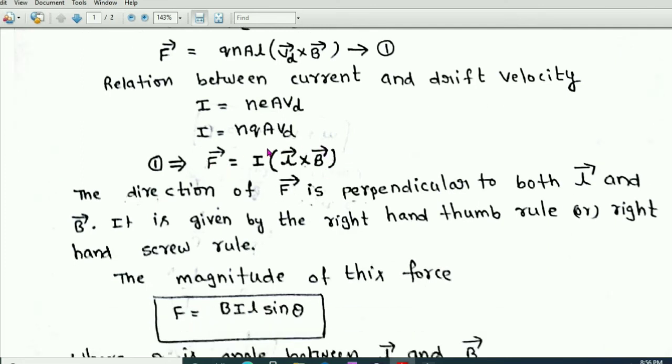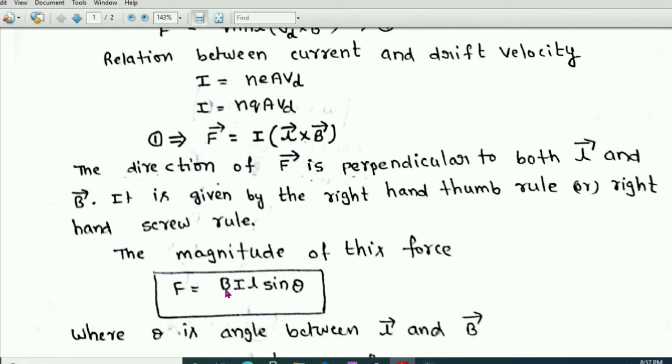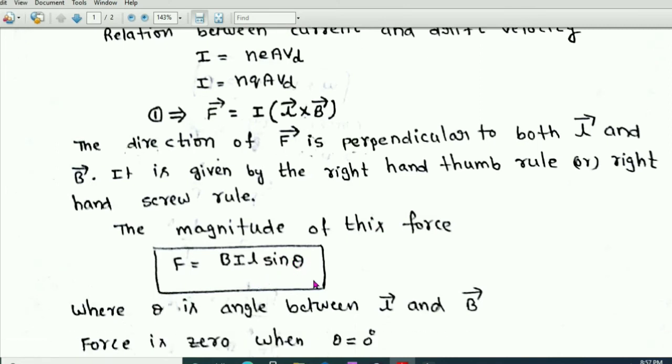The magnitude of this force: if you apply the formula of the cross product, L bar cross B bar is L into B into sine theta. The magnitude of L bar is L, the magnitude of B bar is B, and the cross product gives sine theta. So finally we get the magnitude of the force F equal to BIL sine theta. This is the magnitude of the force experienced by the conductor placed in the external magnetic field. Here theta is the angle between L bar and B bar.